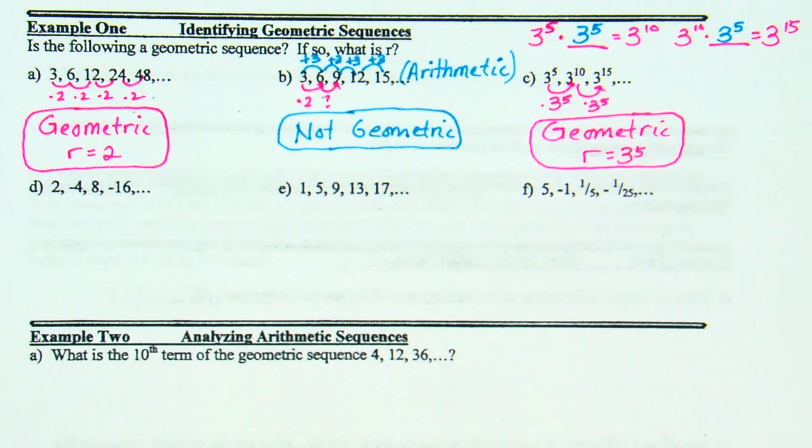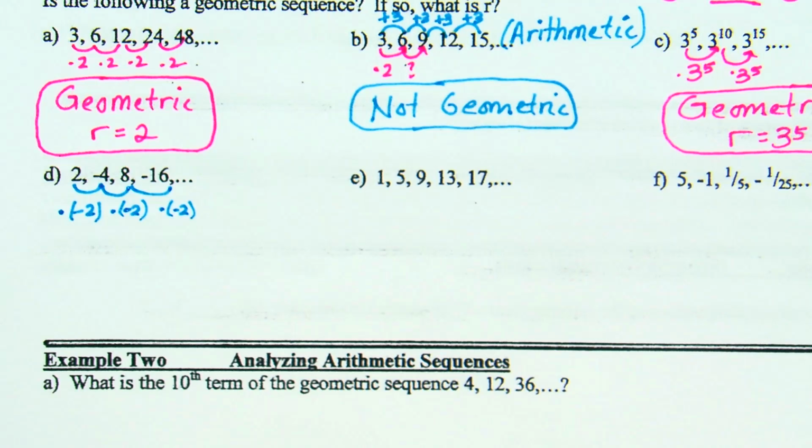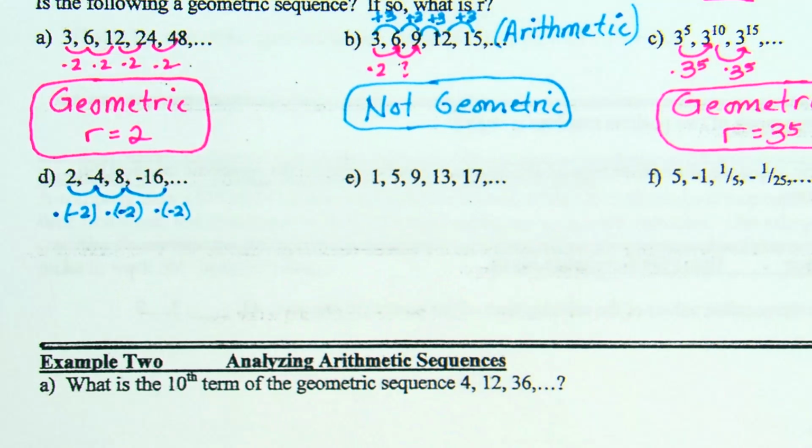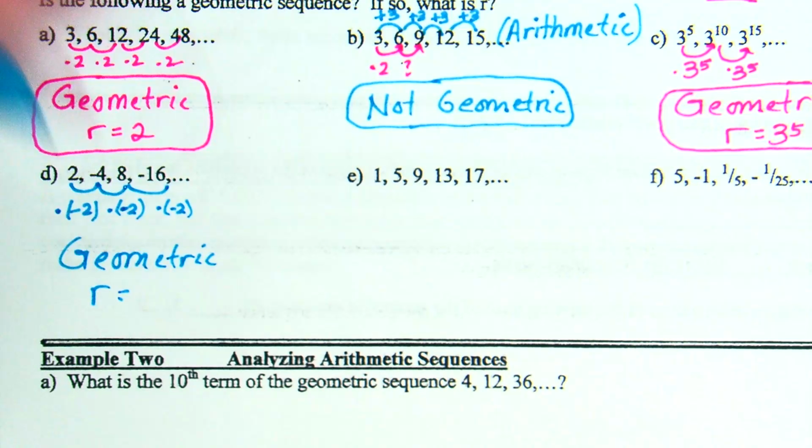So if we put that negative back in there, let's check it out. 2 times negative 2 is negative 4. Negative 4 times negative 2 is positive 8. 8 times negative 2 is negative 16. Is it geometric? Yes, we just multiply by the same thing, right? Same number. So yes, it's geometric. If so, what is R? Or what did I multiply by? Negative 2. Make sure you state the negative 2, not just 2, negative 2.